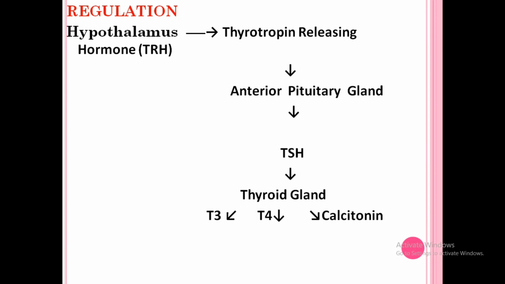The thyroid gland also produces calcitonin, which helps to regulate the blood calcium level. The parafollicular cells produce calcitonin in response to high blood calcium. Calcitonin decreases the release of calcium from bone by decreasing the activity of osteoclasts. These are the regulation of thyroid hormones.